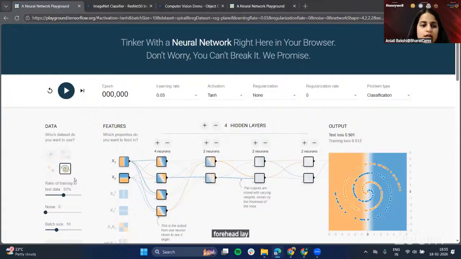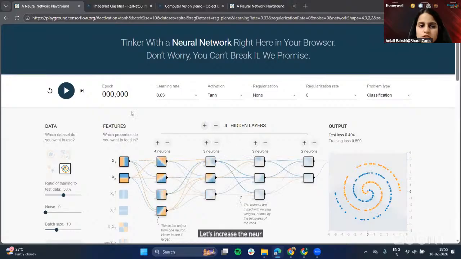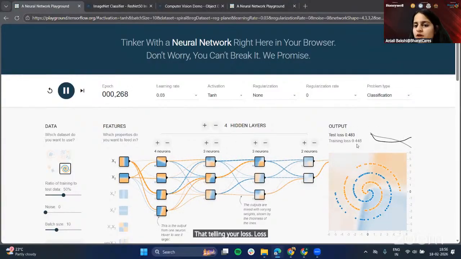4 hidden layers, and now let's increase the neurons also. Let's see. Now we will start it. See what happens. And you can see one graph also here. What is this graph basically? That is telling your loss. Loss means error. Now your error is decreasing for now.